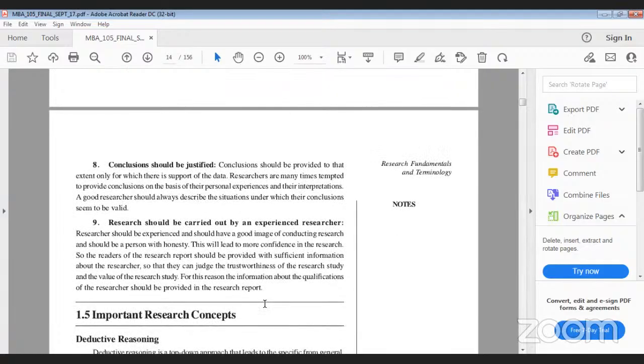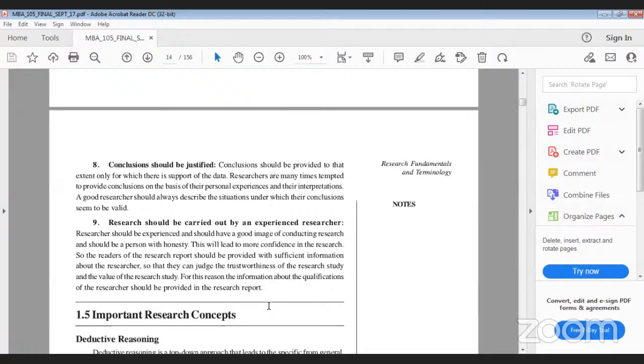9. Research should be carried out by experienced researchers. Researchers should be experienced, should have a good image of conducting research, and should be persons with honesty. This will lead to more confidence in the research.